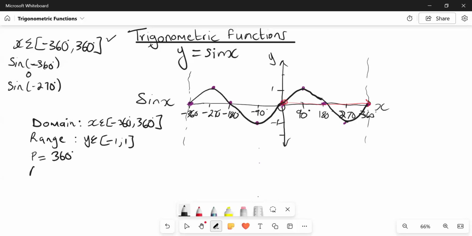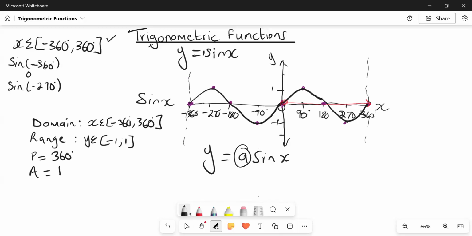Now let's move to the amplitude. What is the amplitude of this graph? The amplitude of this graph is 1. But how do we get the amplitude? It's just the number in front of your graph, which is 1. Y is equal to sine x, right? So normally you'll have something like this: y is equal to a sine x. So this value in front of sine x becomes your amplitude, right?